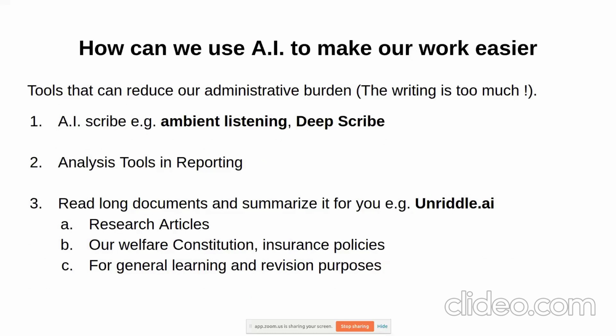So how can we use AI to make our work easier? There are several tools that can be used. For instance, there are the AI scribes. Examples are ambient listening and also Deep Scribe. These are two examples of AI tools that can be used. What do they do? Ambient listening has voice recognition and it can do voice to text. So as you speak, it can type for you.